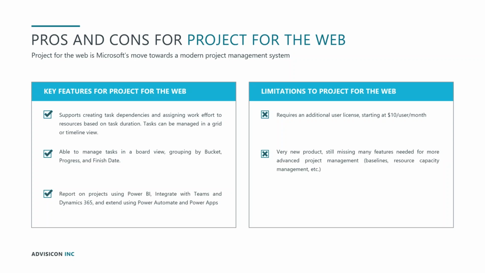Limitations, as it stands for Project for the Web: this is an additional user license. So if you're a smaller organization, or cost is obviously always a factor for many groups when they're first starting out with something, there is a per user license cost to using Project for the Web. And so that's probably going to drive a number of folks' decision as to whether or not they try to stay with Planner or move to this area. You do have to license your users.